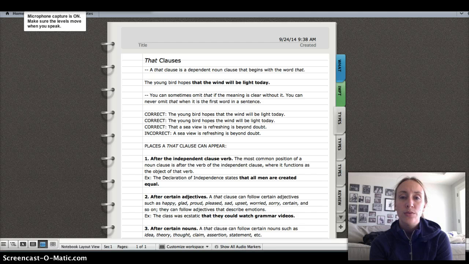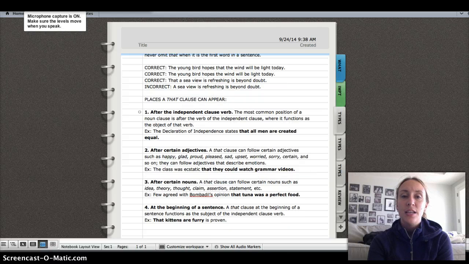Incorrect, a sea view is refreshing is beyond doubt. Places a that clause can appear: after the independent clause verb, this is the most common. The Declaration of Independence states that all men are created equal. So it's functioning as the direct object of the sentence, the object of the verb it's following.